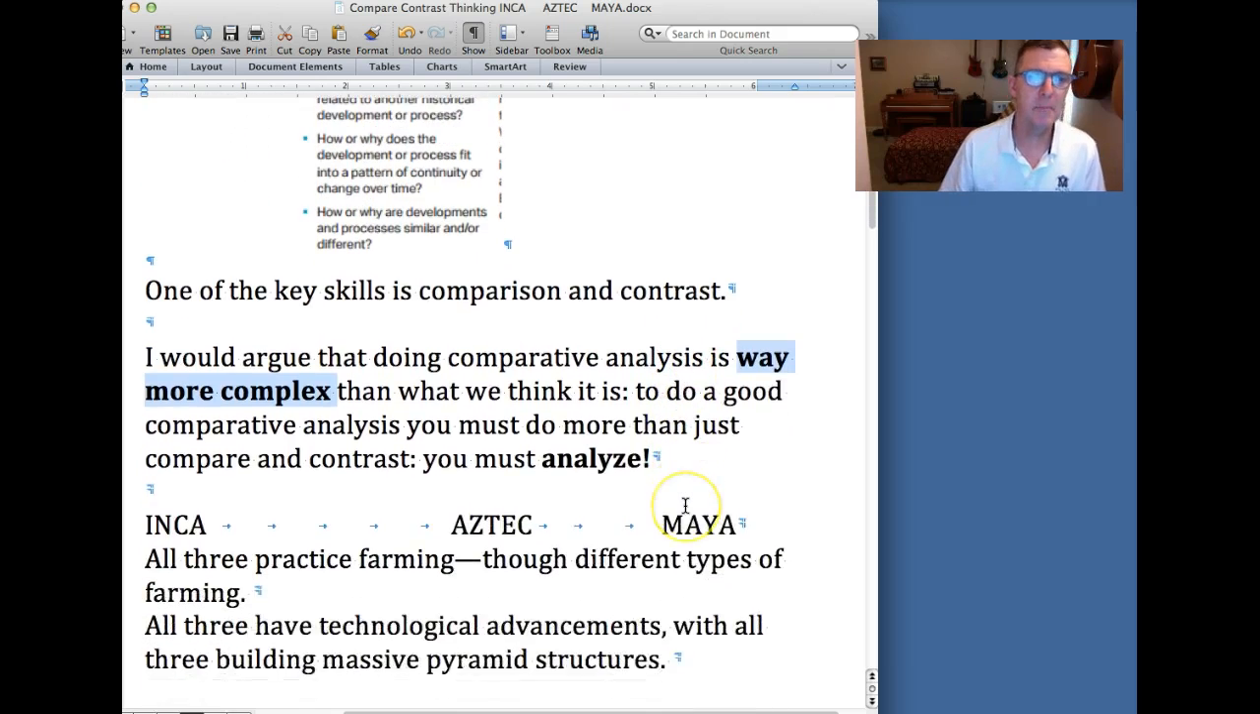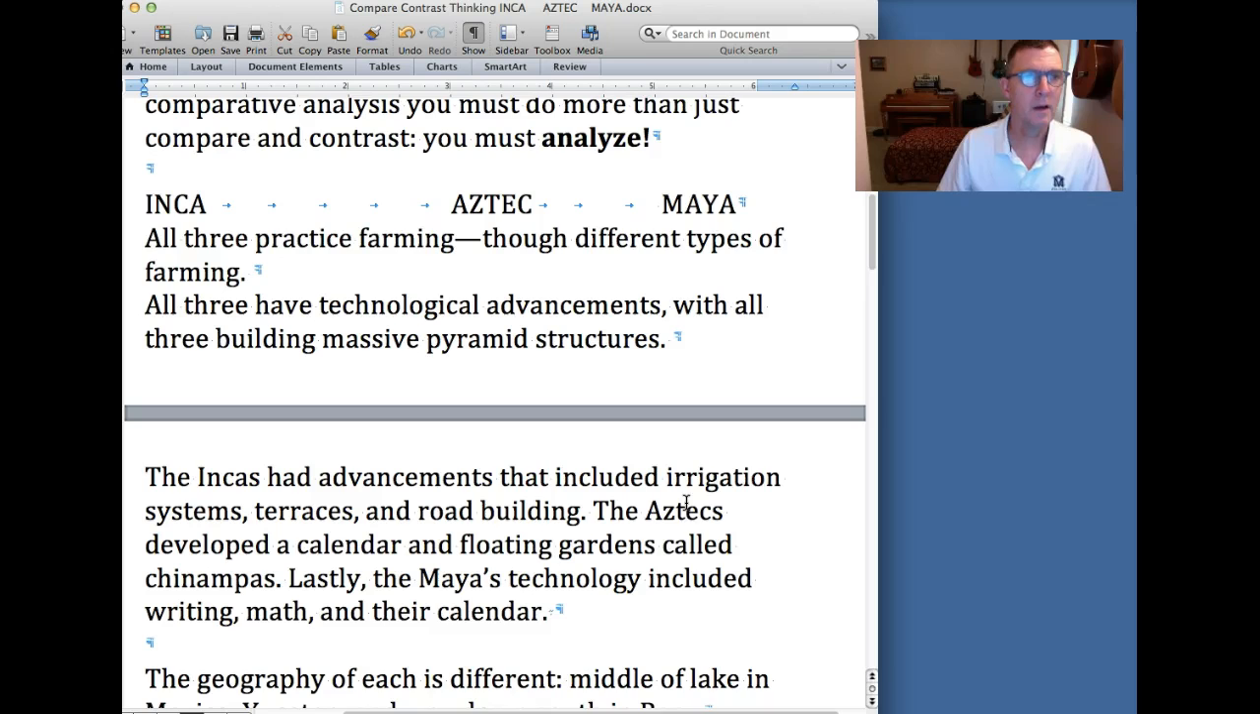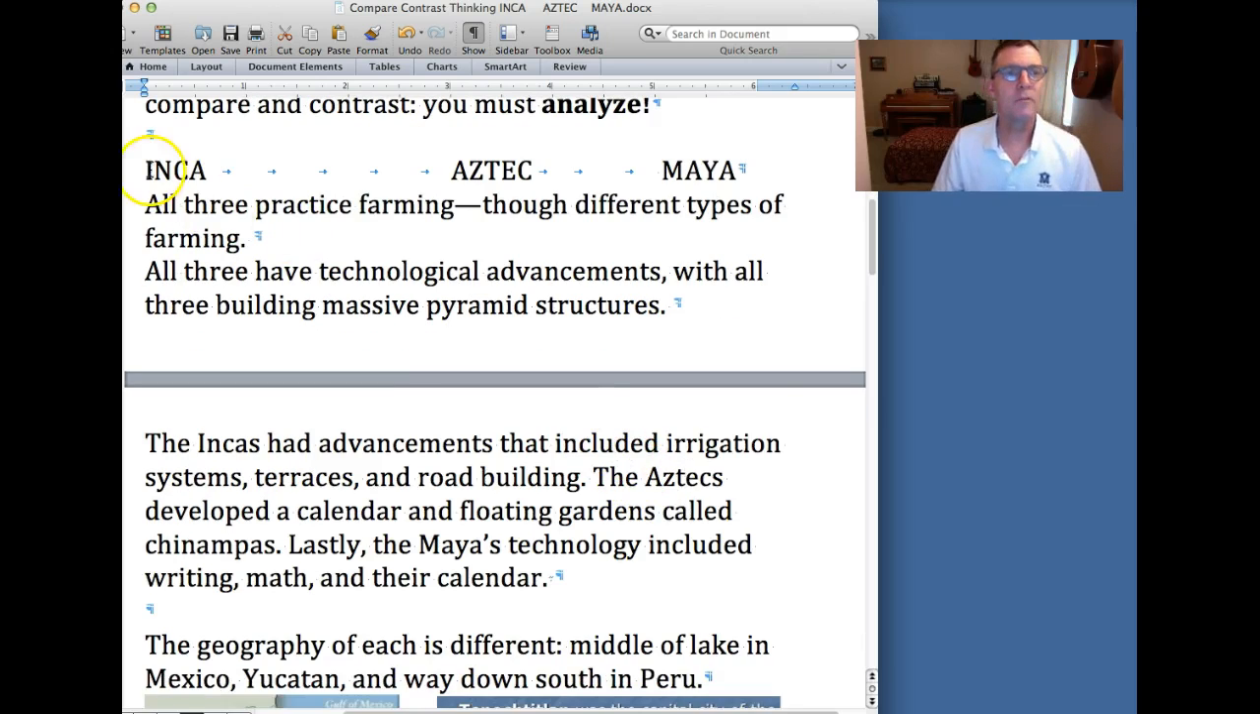So let's look at an example that's also from Unit 1, which is where we're digging in right now a little bit. If we think about the Inca, the Aztec, and the Maya, all three are practicing farming, different types of farming. All three have technological advancements. All three are building massive pyramid structures. The Inca are advancing in irrigation systems and terraces and road building. The Aztecs are developing a calendar and those chinampas. And lastly, the Maya are developing writing, math, their calendar, all sorts of advancements there.